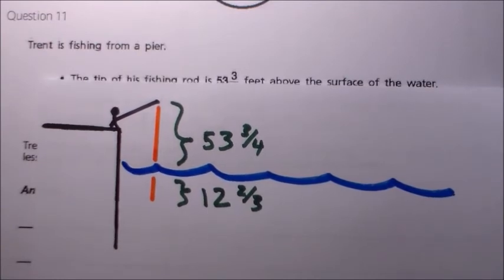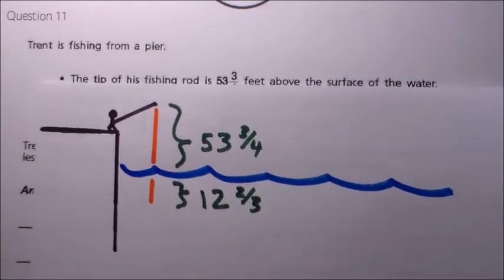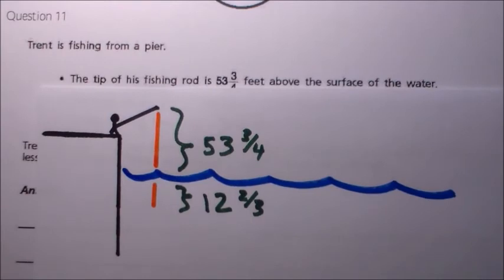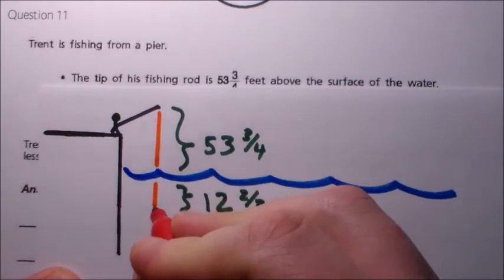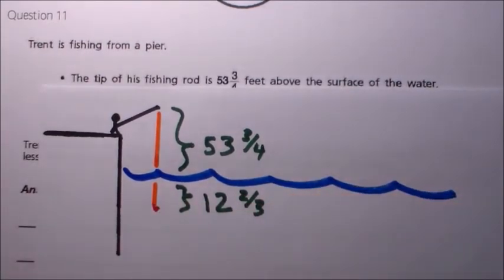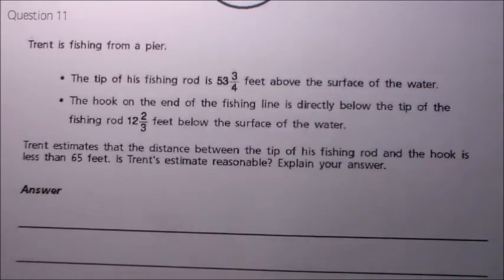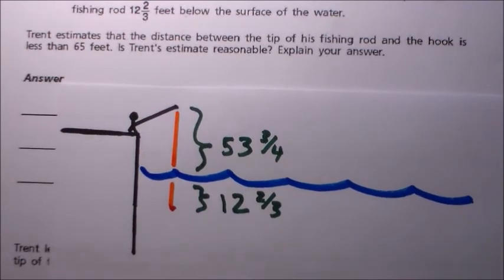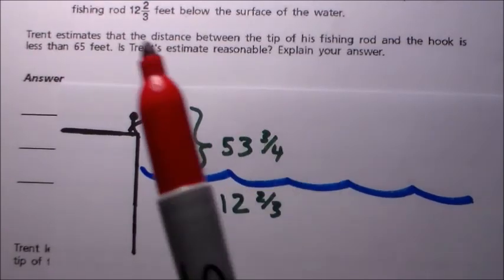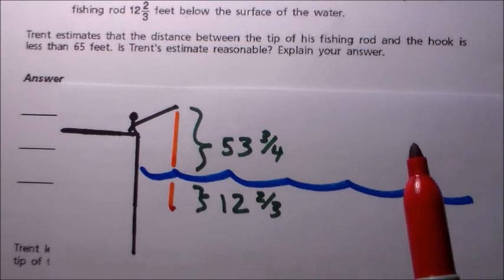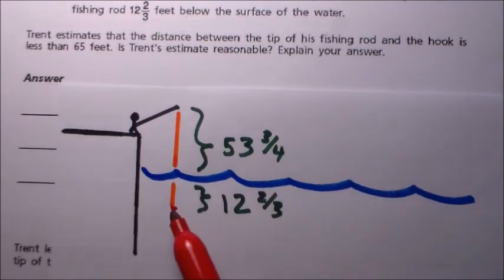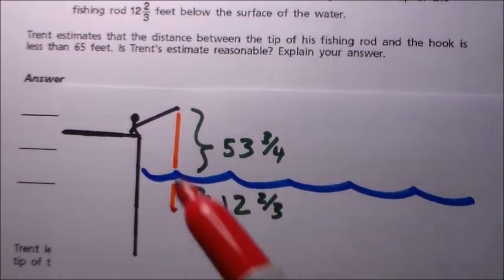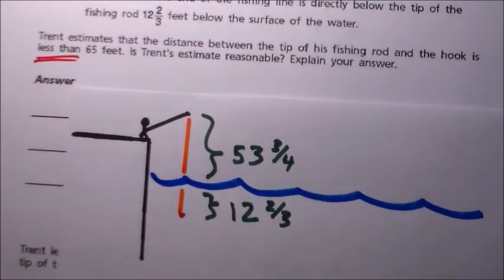The tip of your fishing rod is 53 3/4 feet above the water, and the hook at the end of your fishing line is 12 2/3 feet below the water. Trent estimates that the distance between the tip of his fishing rod and the hook is less than 65 feet.